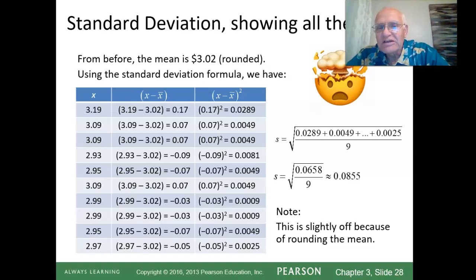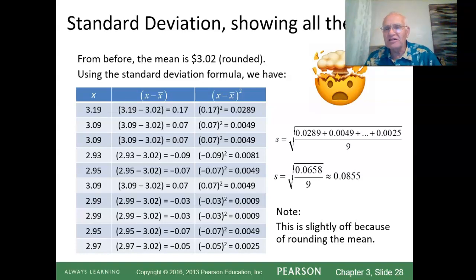By the way, the number before you take the square root is called the variance, and when you take the square root it's called the standard deviation, and in this case it turns out to be 0.0855.